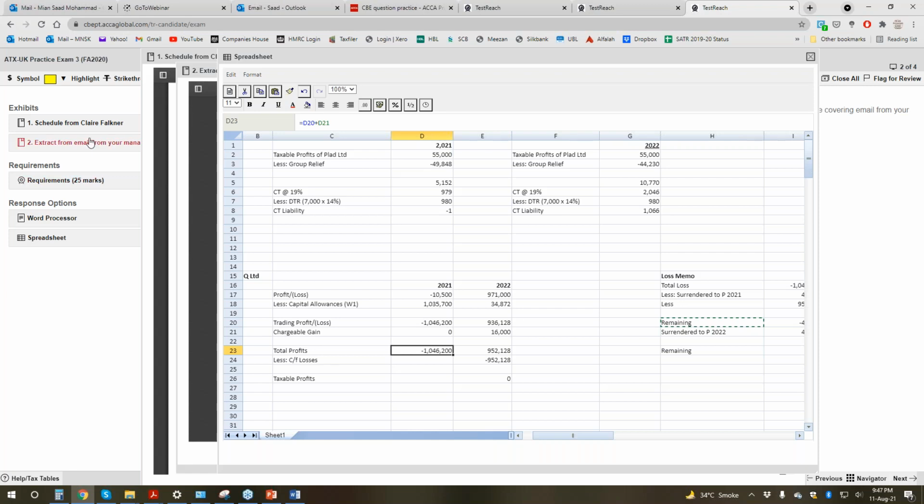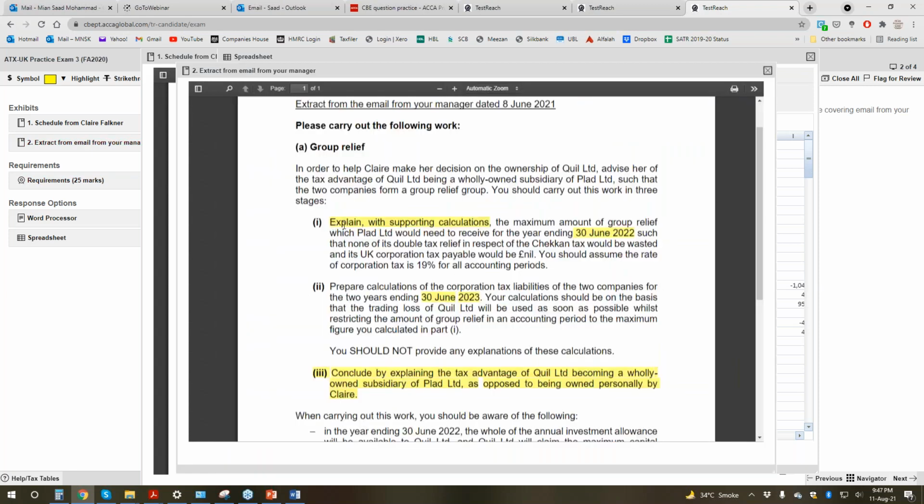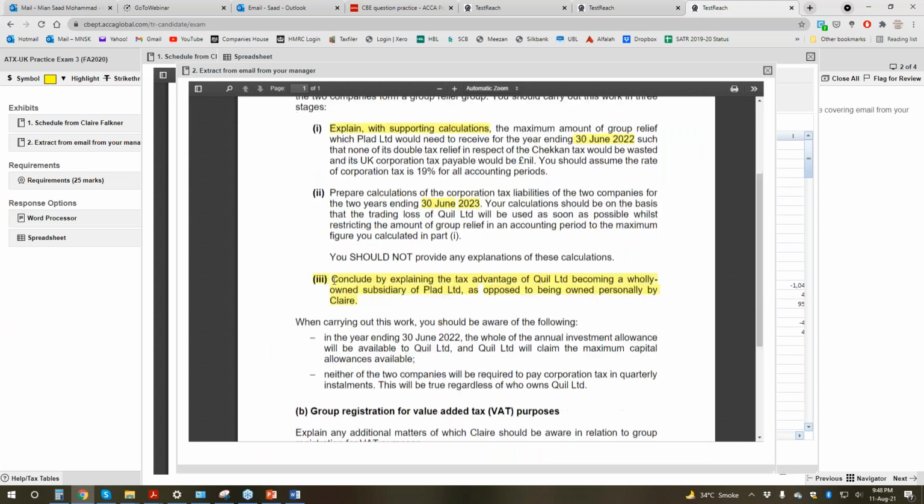Now, if I go back to the extraction, I have discussed how we can utilize the profit without hampering this double taxation relief. I have then prepared the calculations for both years, and then I concluded in advance while talking to you what will be the advantages of Mr. C or Claire owning the companies through the company itself, meaning P should own Q rather than him owning them separately. That they can form a 75% loss relief group.